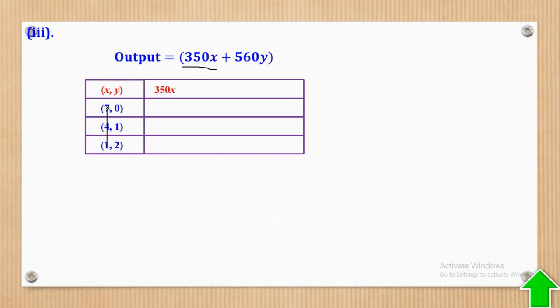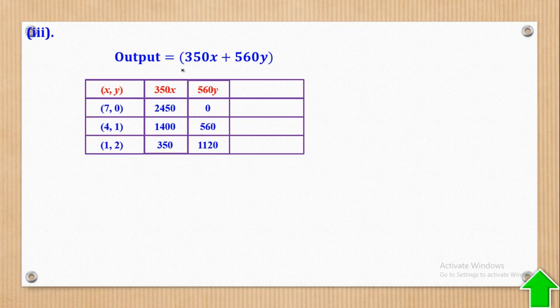So 350x means that these values of x will be multiplied by 350. So 7 times 350 will give me 2450. 4 times 350 will give me 1400. 1 times 350 will give me 350. The next is to generate the values of 560y. So 0 times 560 will give me 0. 1 times 560 will give me 560. 2 times 560 will give me 1120.